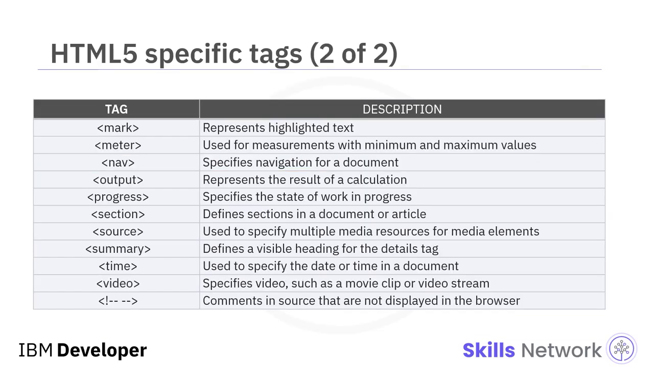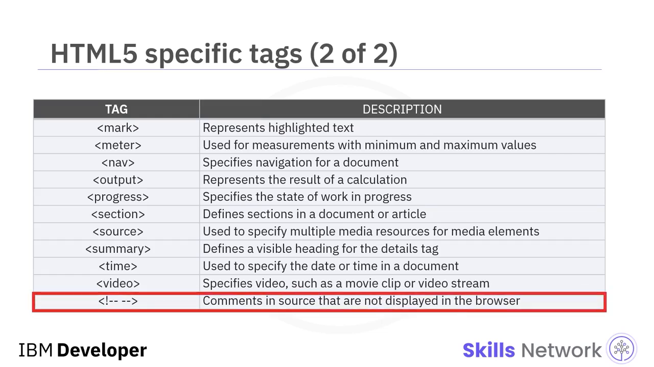This table shows more HTML5 elements. The last tag in the table is the comments tag. Comments in HTML can assist the developer to explain what the code does. The browsers do not display these comments unless the viewer views the source.